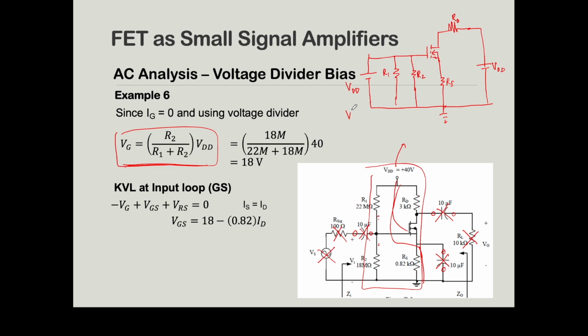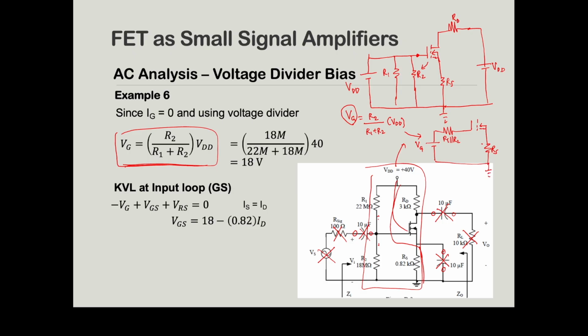You're gonna be VG, which is this voltage. VG is equal to R2, the resistor across that voltage, over R1 plus R2, multiplied with the VDD. From here you will get the value of VG. Your circuit can then be drawn as such. This is R1 parallel with R2, and then this is your VG, and this is your RS.